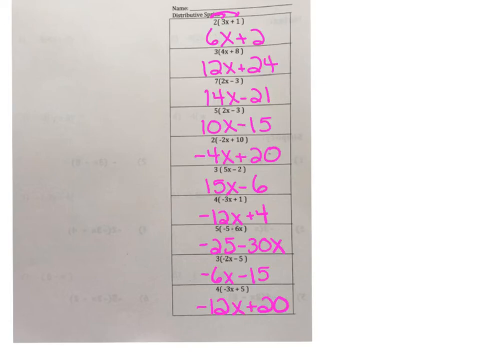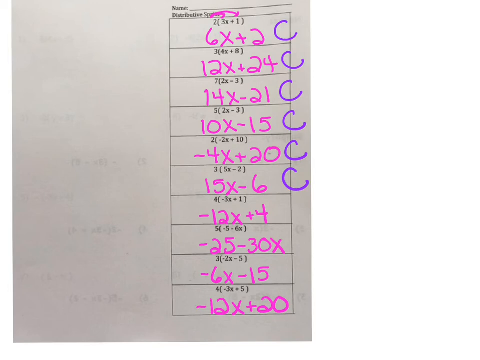You should have gotten 6x plus 2, give yourself a C. 12x plus 24, give yourself a C. 14x minus 21, give yourself a C or a star, whatever you prefer. The fourth one, 10x minus 15. Negative 4x plus 20.